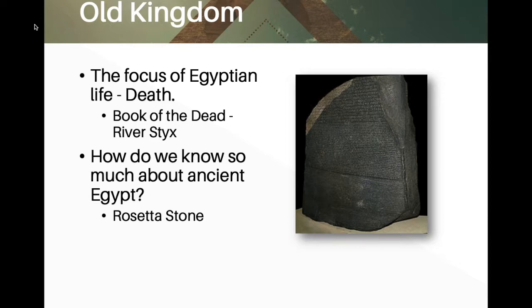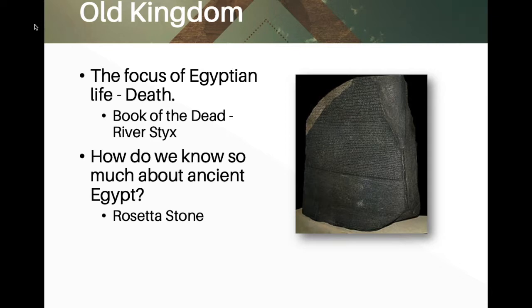The Rosetta Stone is a text written by a group of priests in Egypt to honor the Egyptian pharaoh. It lists all the things that the pharaoh has done that are good for the priests and for the people of Egypt to know.